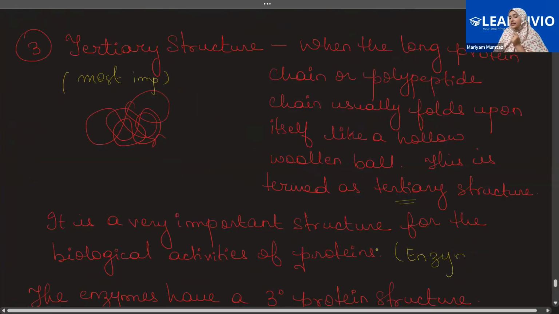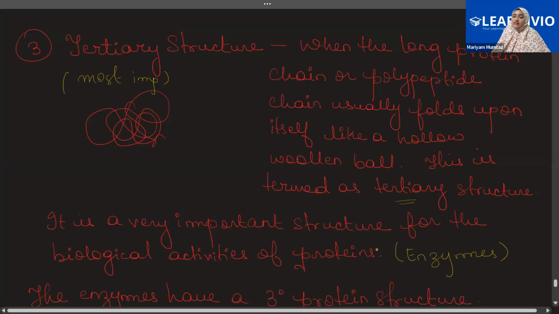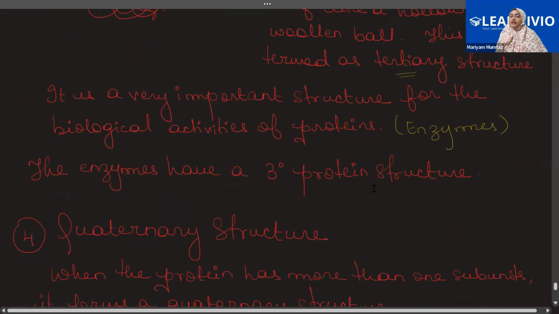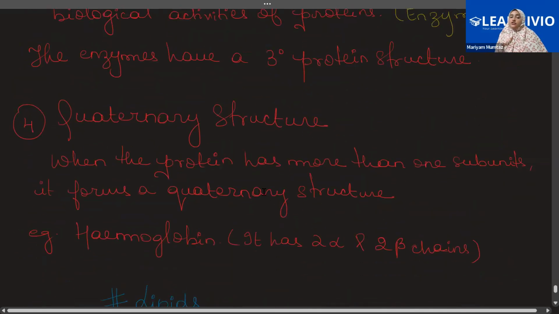Do you know what enzymes are? Yes, ma'am. How do you explain enzymes? They speed up a reaction. Yes, biocatalyst. Very good. So these enzymes have a tertiary structure because of which they have this function. The enzymes have a 3-degree protein structure. 3-degree means tertiary. Lastly, there is the quaternary structure of protein.